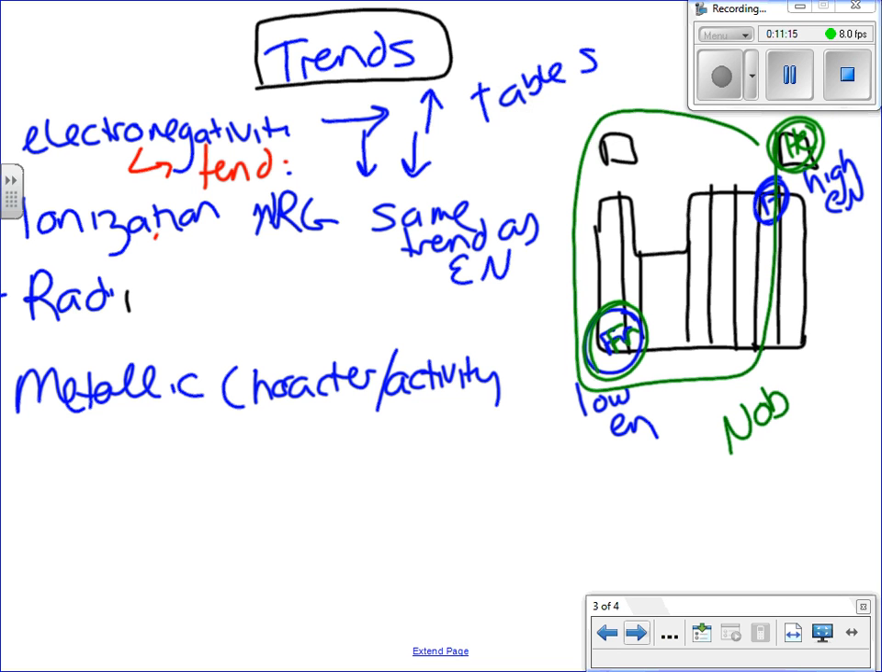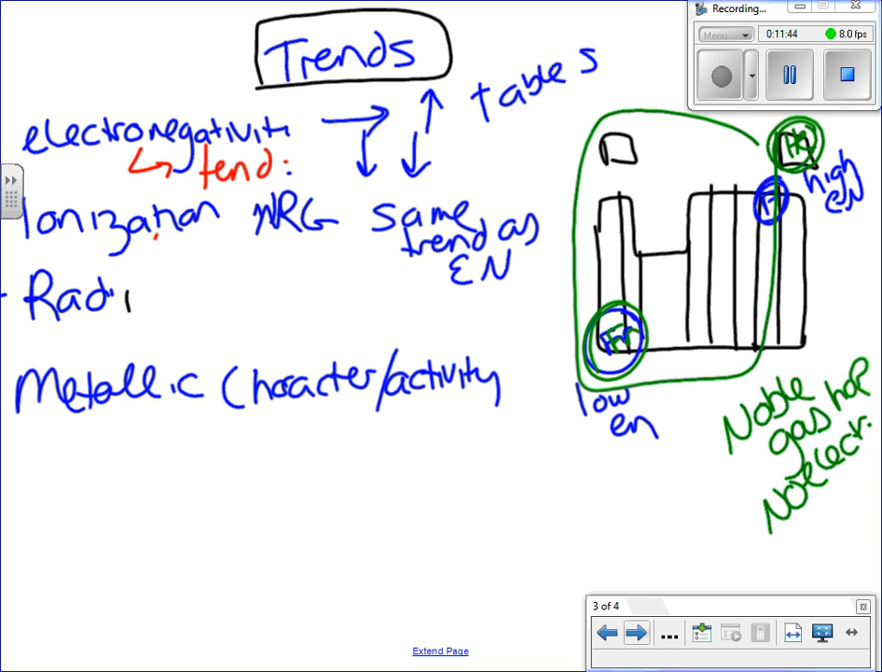Noble gases have no electronegativity. Okay? They have no electronegativity because they have no tendency to gain electrons because they are already perfect. They already have a valence shell of 8. Okay? They already have a full valence shell, so they have no desire to gain electrons. That's why helium is your highest for ionization energy, okay? Because it has its perfect valence shell.